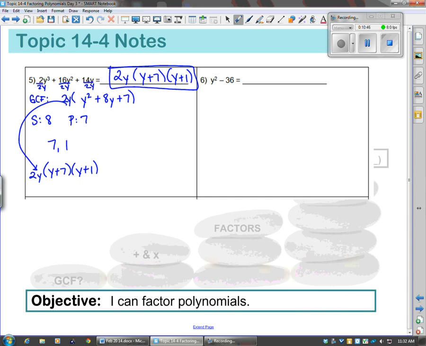Next one. GCF. There isn't one. So then we go to our sum and our product. Sum, there's not a middle term, it's 0. Product is negative 36. The two numbers that add to 0 and multiply to negative 36 are positive and negative 6. So your final answer is y plus 6 times y minus 6. Hopefully you will get that fast at it.